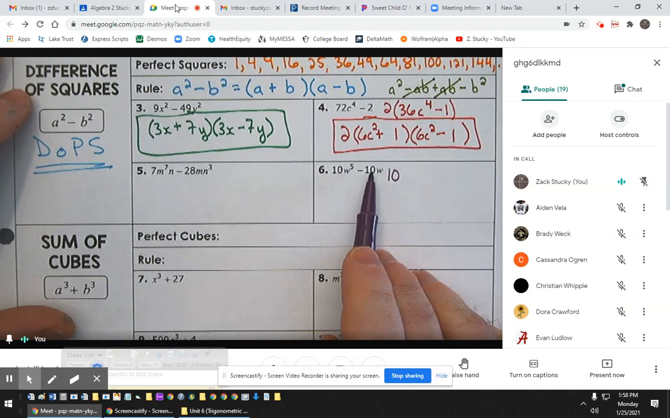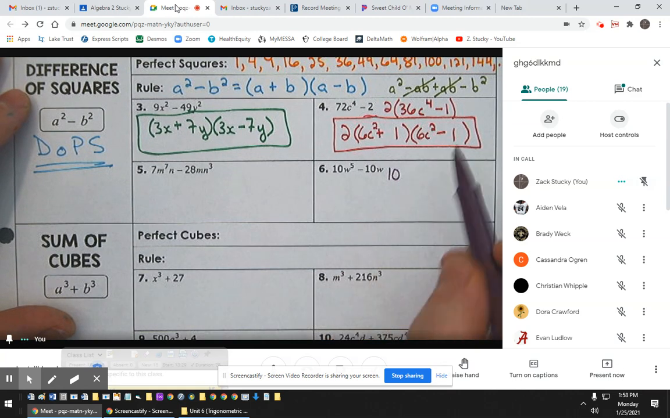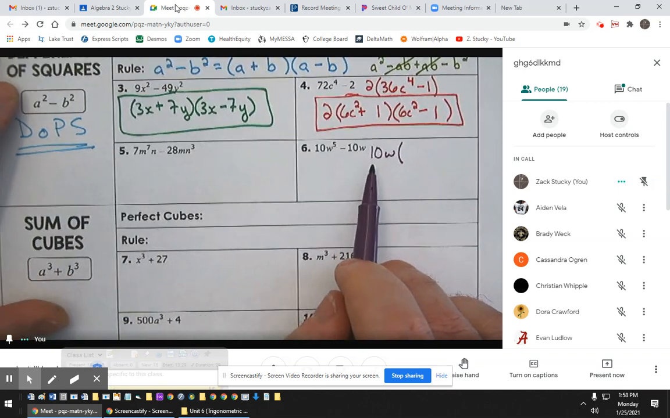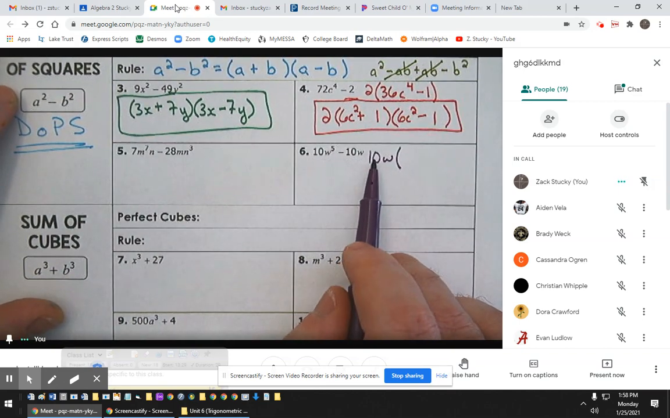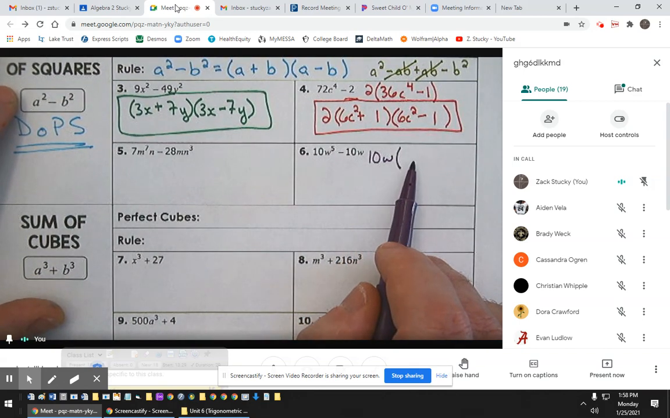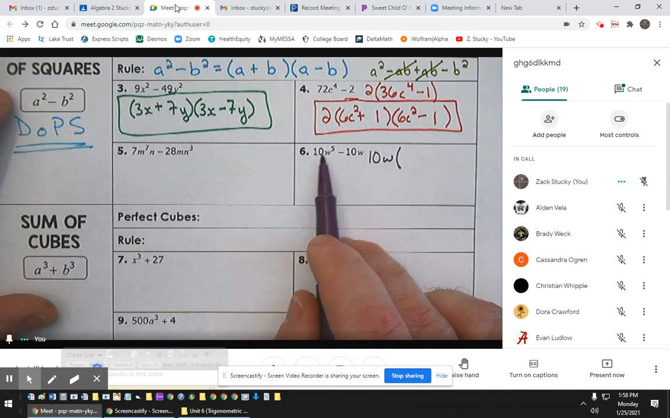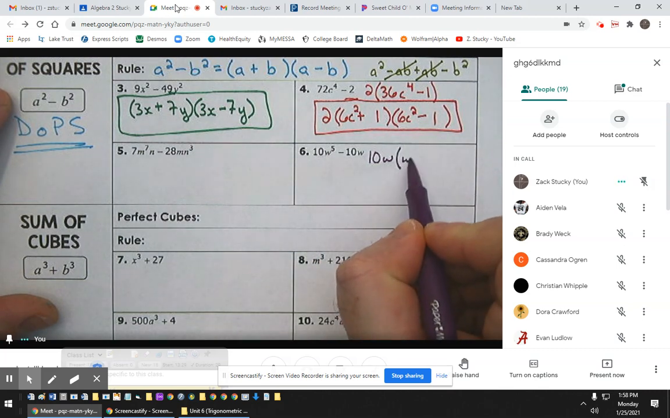W to the 5th and W are both divisible by W. That's what we call the GCF. That's what we've factored out. Now I try to build back what I had before. So 10W to the 5th, 10W to the 1st. So 10 times what? 1. How many more W's do I need? 4.